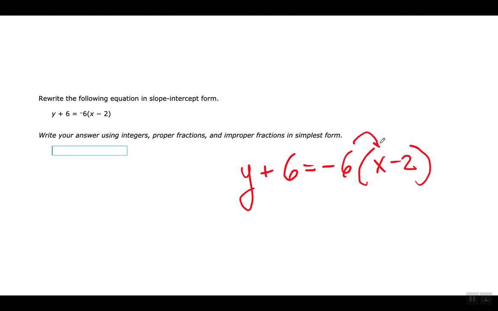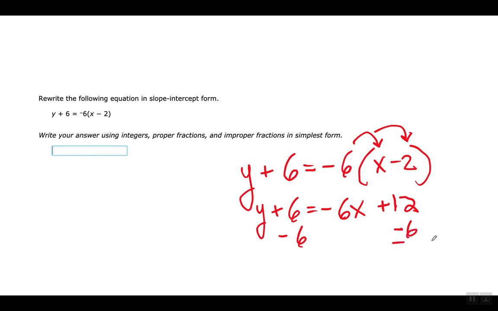Okay, so y plus 6 equals negative 6 parentheses x minus 2. So I'm going to do the distributive property. Y plus 6 equals negative 6x plus 12. And now the only step left is to move the plus 6 to the right and subtract it. So my answer is y equals negative 6x plus 6.